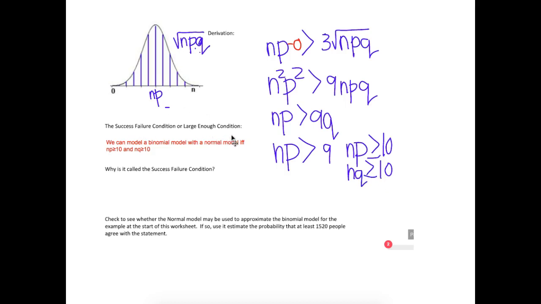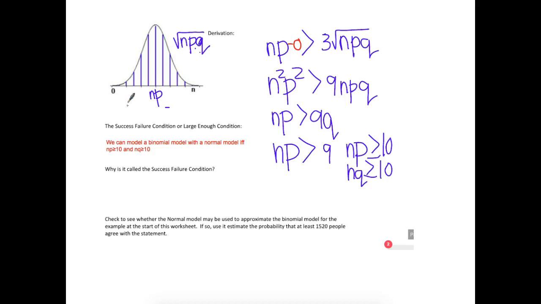So our condition to be large enough to be able to model the binomial model using a normal model can only happen if np is greater than or equal to 10 and nq. Okay? Now, the next thing we want to talk about is our textbook calls this the success-failure condition.